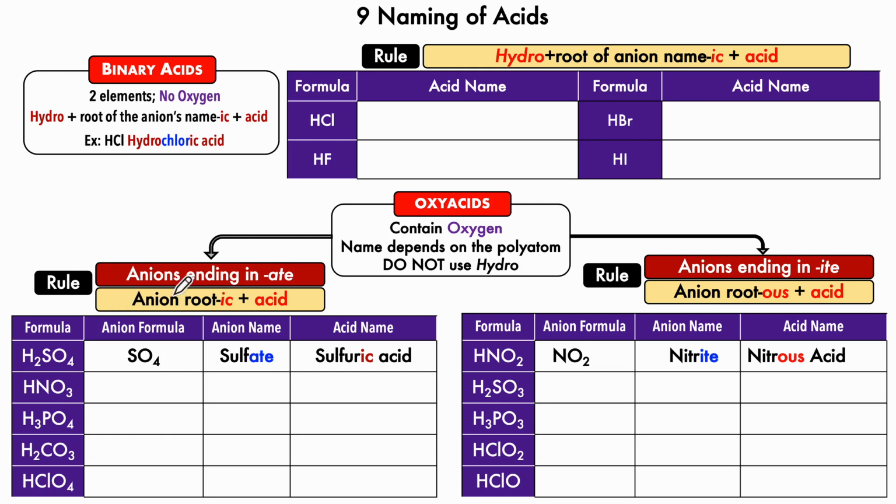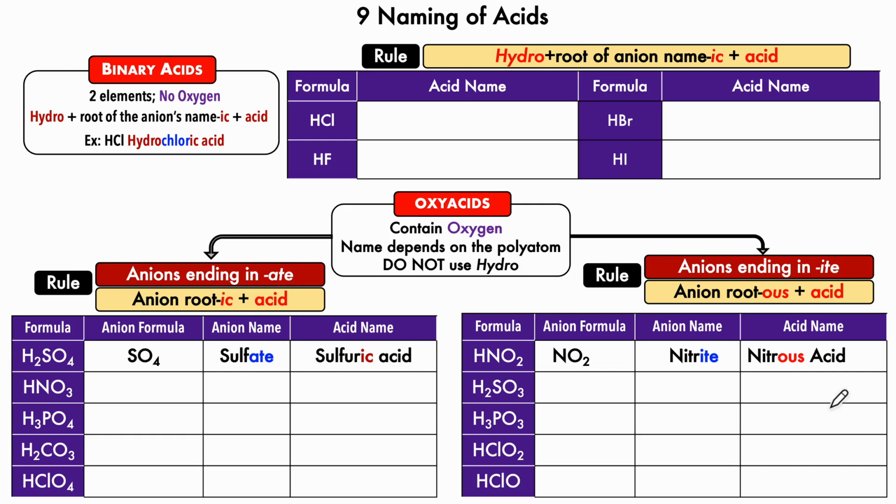Let's first examine acids with anions ending in ATE. For example, H2SO4. How do we name H2SO4? Remember, the H2 part is the acid part and the SO4 is the anion. The name of SO4 from the polyatom table is sulfate, so this anion ends in ATE. If the anion ends in ATE, then the acid will be named as an ic acid. Since this is sulfate, it will become sulfuric acid.